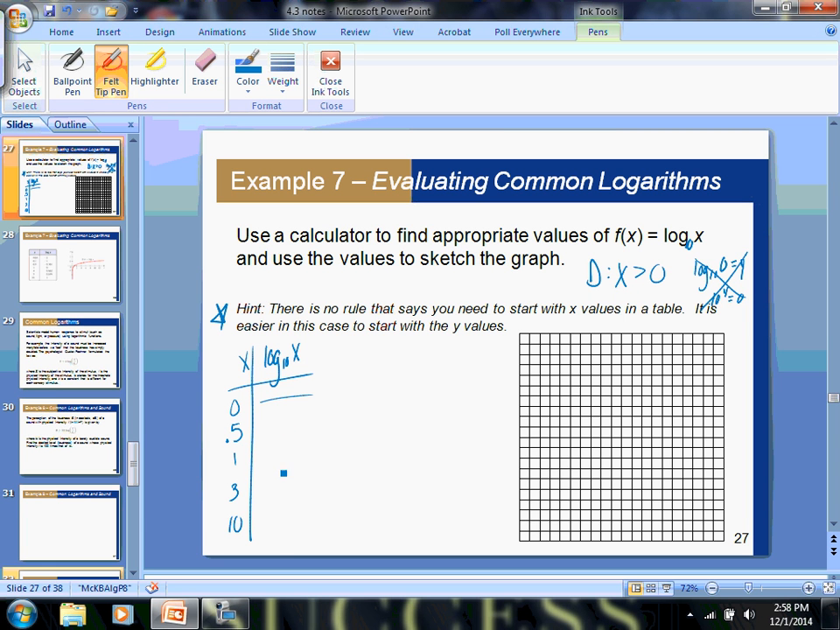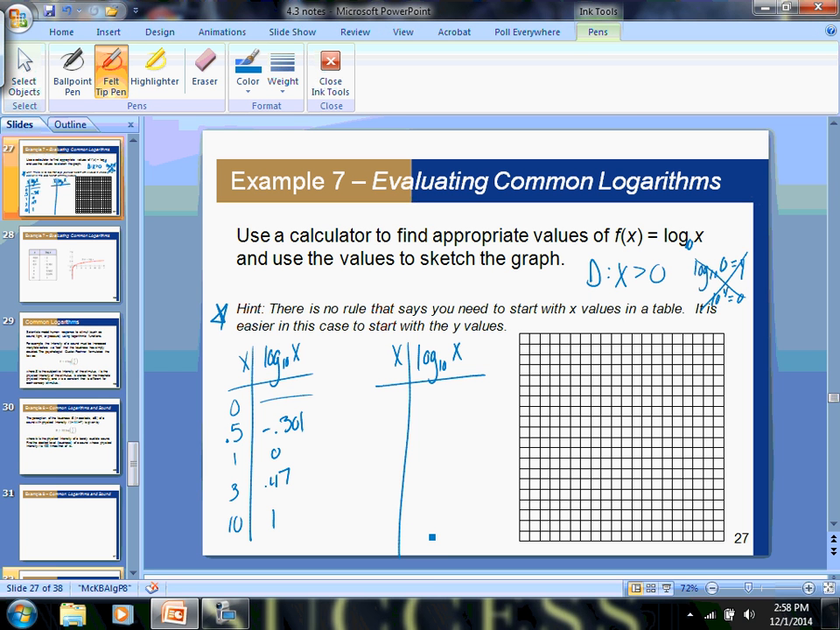So you can make your table of values this way, and we'll get negative 0.301, 0, 0.47, 1. Okay, so you can make a table of values that way. But if you're trying to make your table of values starting with your y values, that means you would want to fill in this column first.